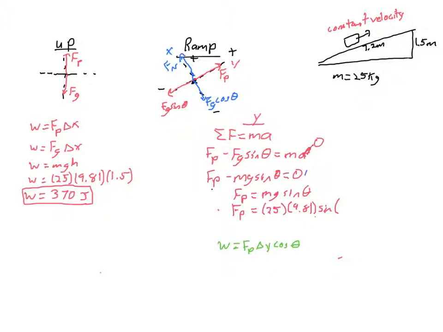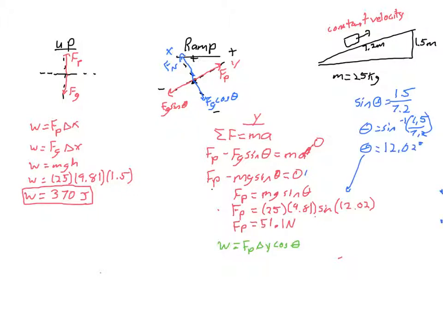And as I start substituting in numbers, I realize, oh no, I don't have my angle here, but that's really not a big deal. Notice that I'm given the hypotenuse and the height, so I can just come over here and opposite over hypotenuse is sine, so sine theta is going to end up equaling opposite 1.5 over hypotenuse 7.2, and so theta is going to be sine inverse of 1.5 over 7.2. So whenever I solve that through, I come out with 51.1 newtons that I can then substitute. And notice I put the angle that I solved for in for the angle, right, sine of 12.02.